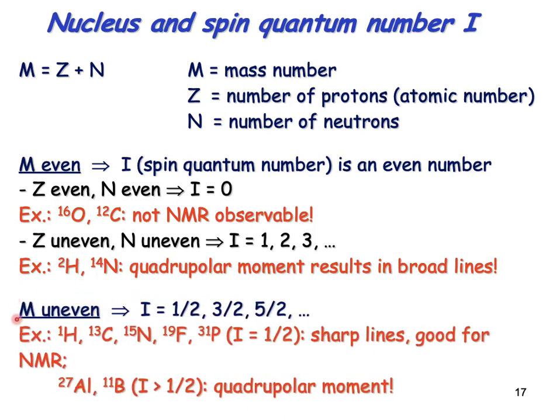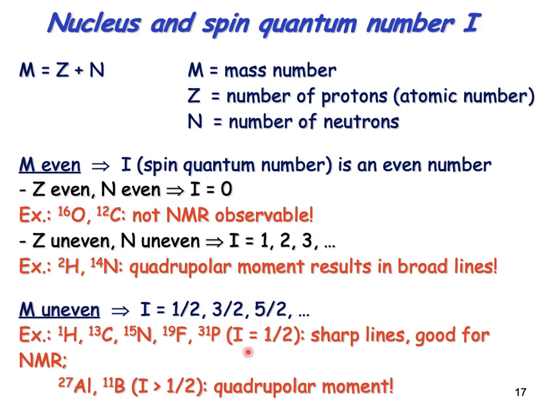If M is uneven, it means odd. So I, the spin quantum number, will be half: 1/2, 3/2, 5/2. Examples are H1, which is the proton, carbon 13, N15, F19, P31. All these nuclei have an uneven mass number M: 13, 15, 19, 31 are all uneven.